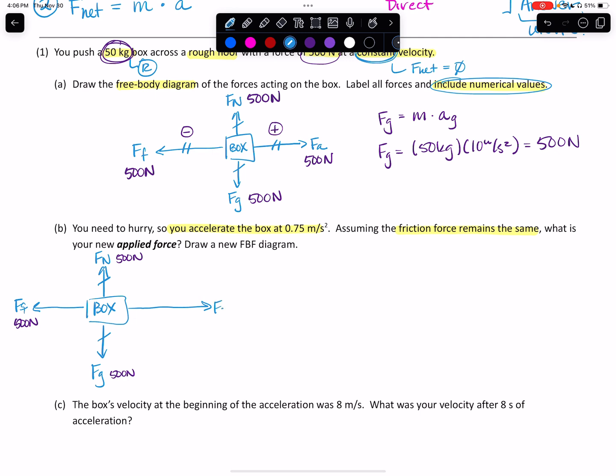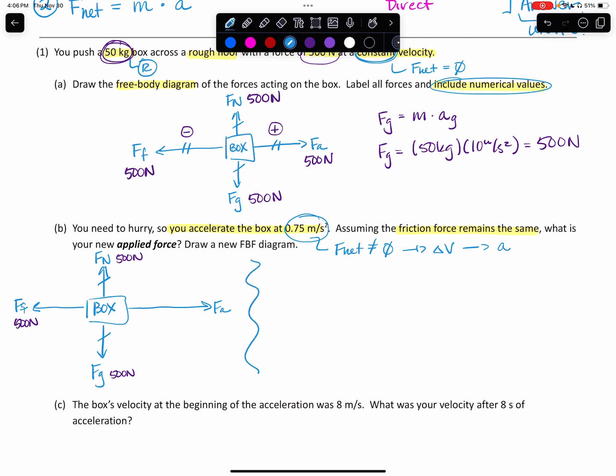All right, how do I know that it increased? I've accelerated. All right, so that means that F net can no longer be zero. So that means that I've got some sort of changing velocity, and that indicates that we've got some acceleration. Now, the acceleration listed is positive, and the box is moving in a positive direction, so I must have increased my applied force. The question is, how do I figure out what that is?